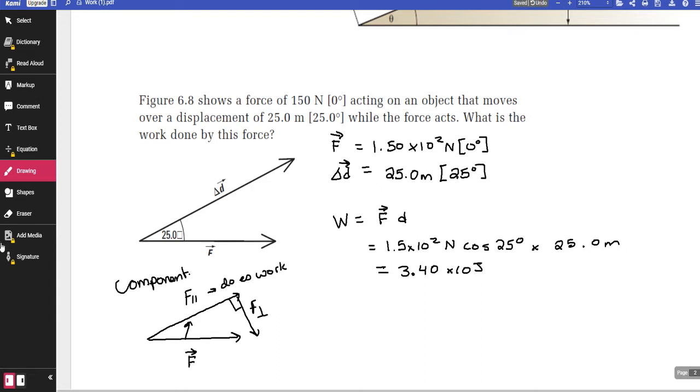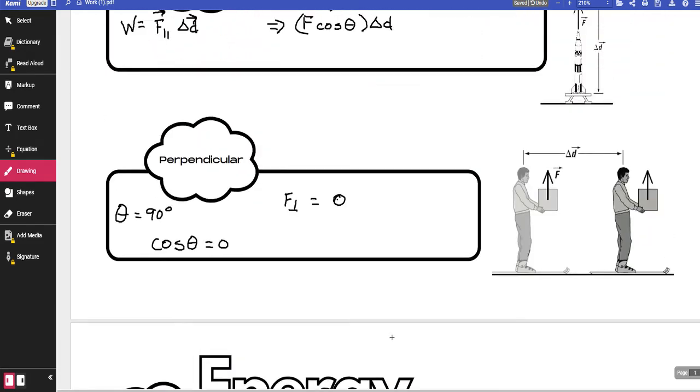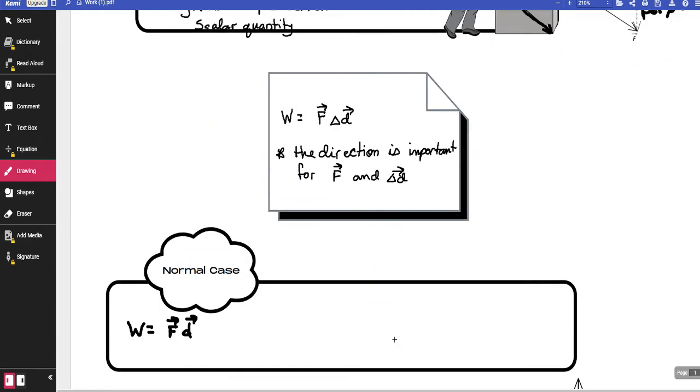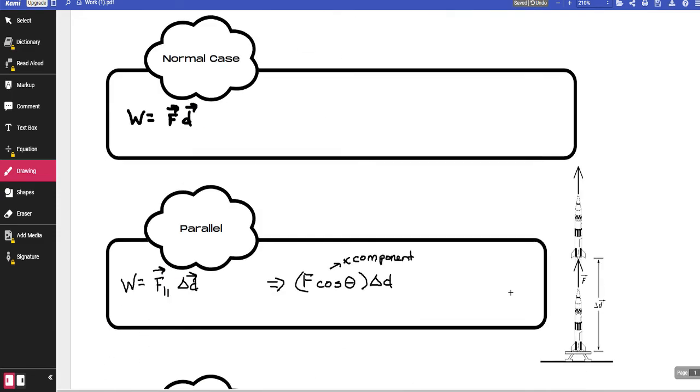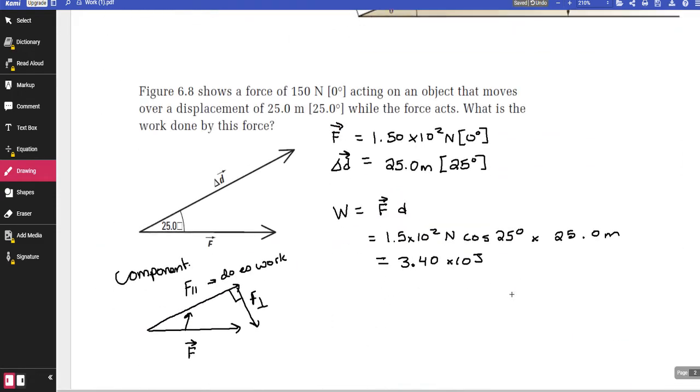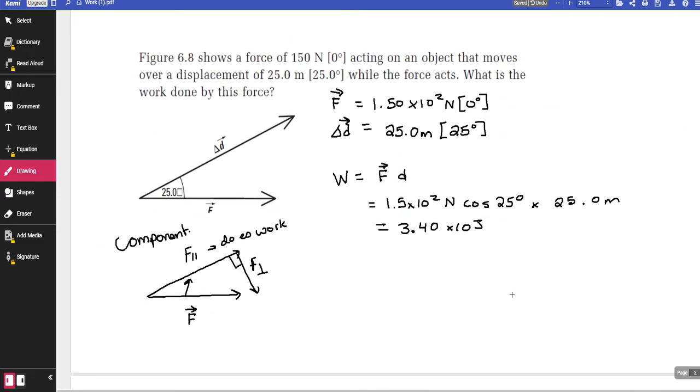That is something I forgot to tell you guys. Our work, where did I put that? That should have been here somewhere. This should have said right here, the unit is in joules. That is how we measure work. So sorry about that. The derivative of joules is newton multiplied by meters. So I'm glad that came up sooner than later. So the work done by this force is 3.4 times 10 to the 3 joules.